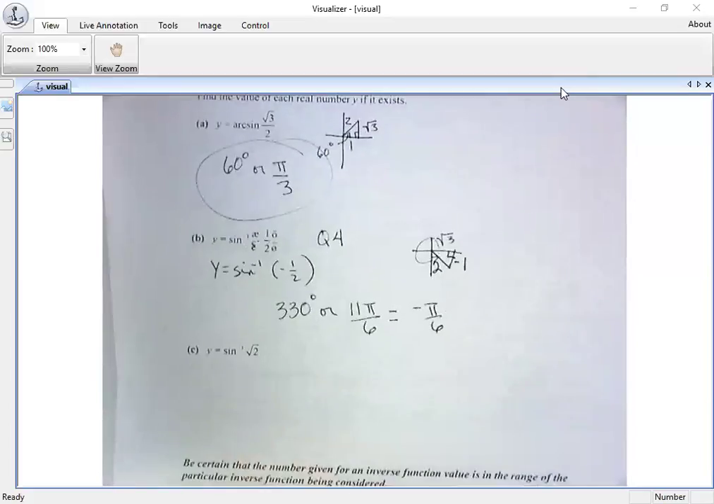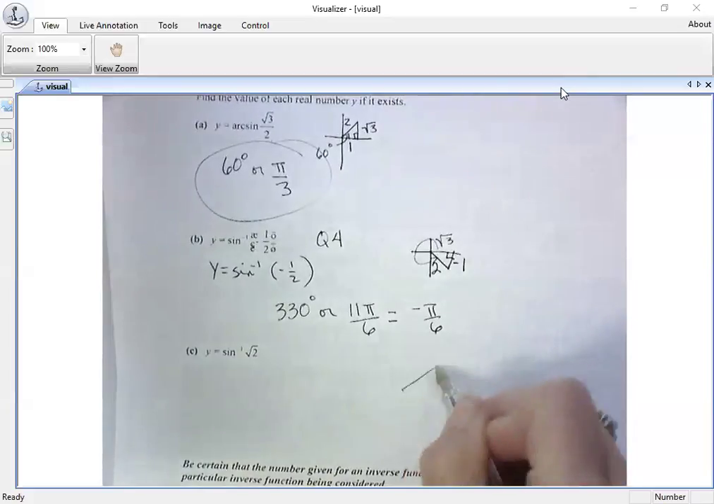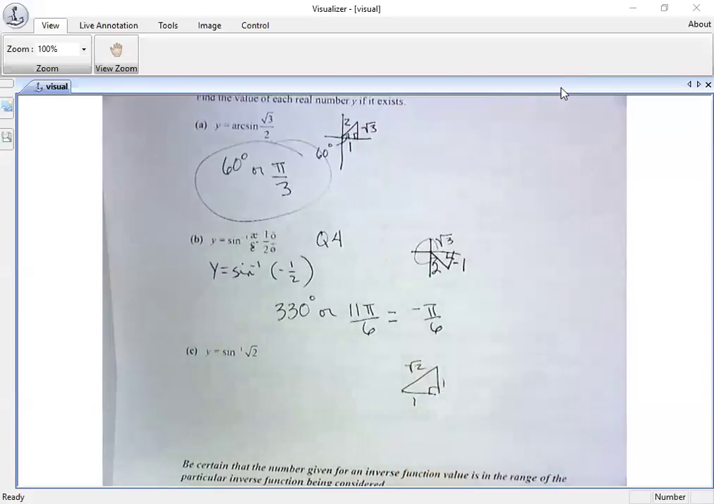Now, what about this one? We want the angle whose sine is the square root of 2. What do you think? You think it's in quadrant 1? What angle would have a sine ratio of square root of 2? Are you sure? If I sketch a 45, 45, 90, that's a 1, 1, square root of 2. What would be the sine? It wouldn't be square root of 2, it'd be 1 over square root of 2.